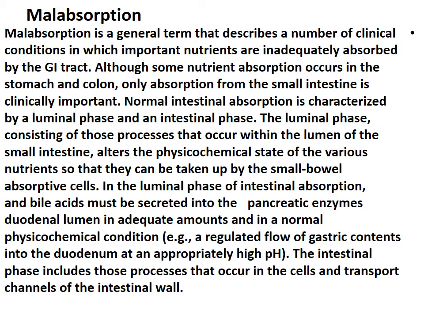Normal intestinal absorption is characterized by a luminal phase and an intestinal phase. What is the difference between them? The luminal phase consists of those processes that occur within the lumen of the small intestine, the cavity of the small intestine. What happens here? There is alteration in the physicochemical state of various nutrients so that they can be taken up by the small bowel absorptive cells.